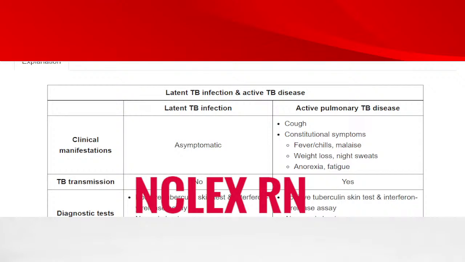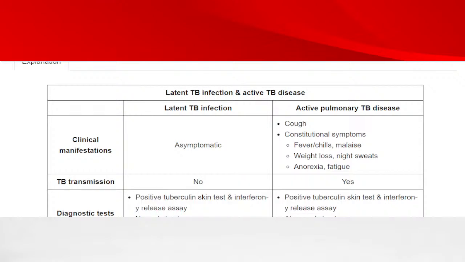For latent TB infection: 1. Positive tuberculin skin test and interferon gamma release assay. 2. Normal chest X-ray. 3. Negative sputum smear culture. For active TB disease: 1. Positive tuberculin skin test and interferon gamma release assay. 2. Abnormal chest X-ray. 3. Positive sputum smear culture. TB equals tuberculosis.